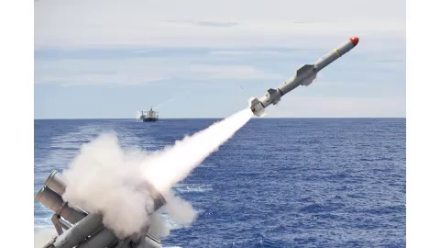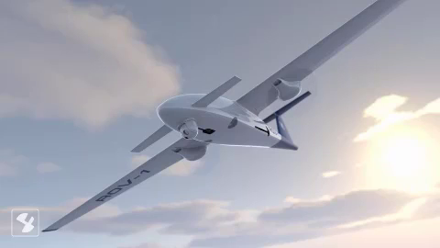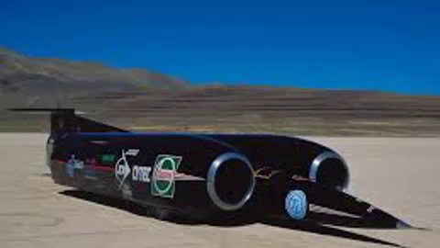Jet engines not only power aircraft but also cruise missiles and unmanned aerial vehicles, UAVs, or as we also call them, drones. A car named SSC Thrust, currently holding the land speed record, is powered by a jet engine.